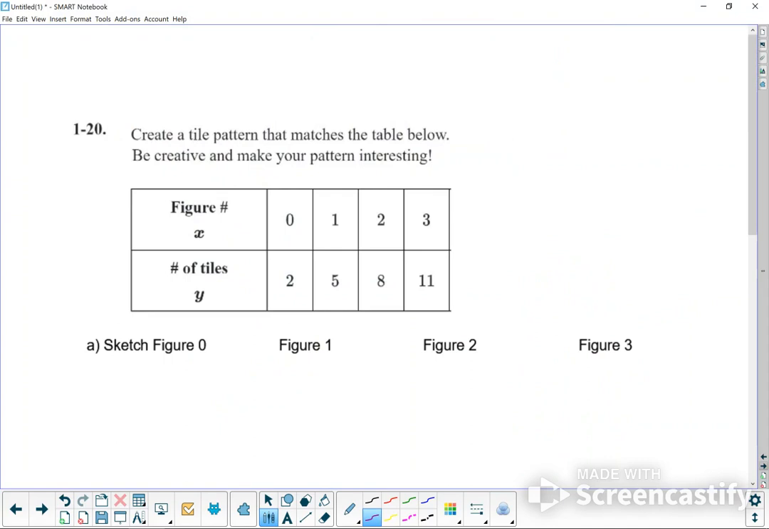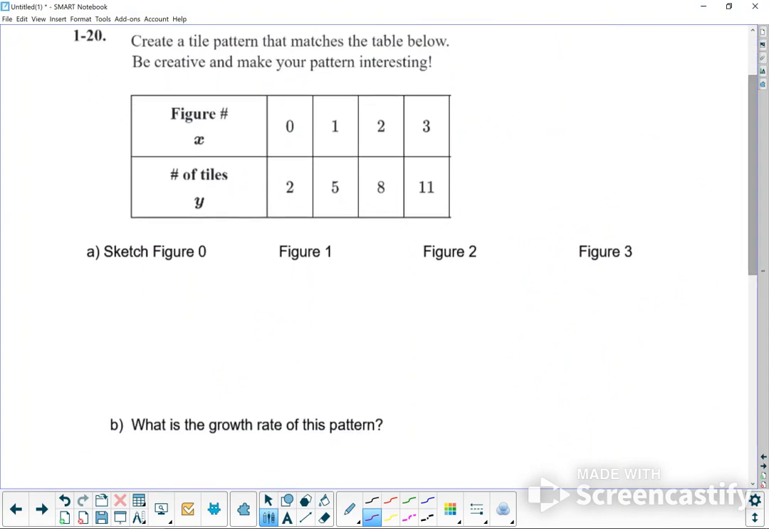All right, last one, number 20. Create a tile pattern. You have to make your own tile pattern, and just because I made a certain tile pattern doesn't mean that's the only right answer. There are many right answers out there. You can be as creative or as boring as you like. Create a tile pattern that matches the table below, and make your pattern interesting. It's up to you.